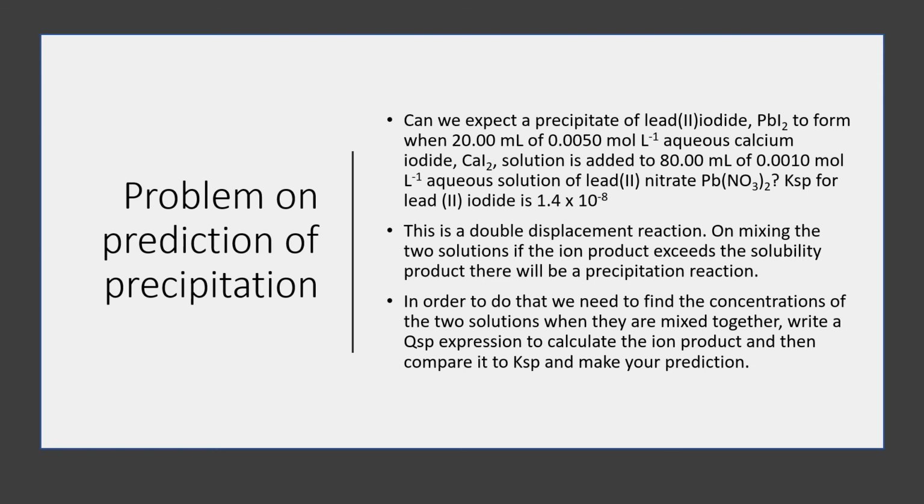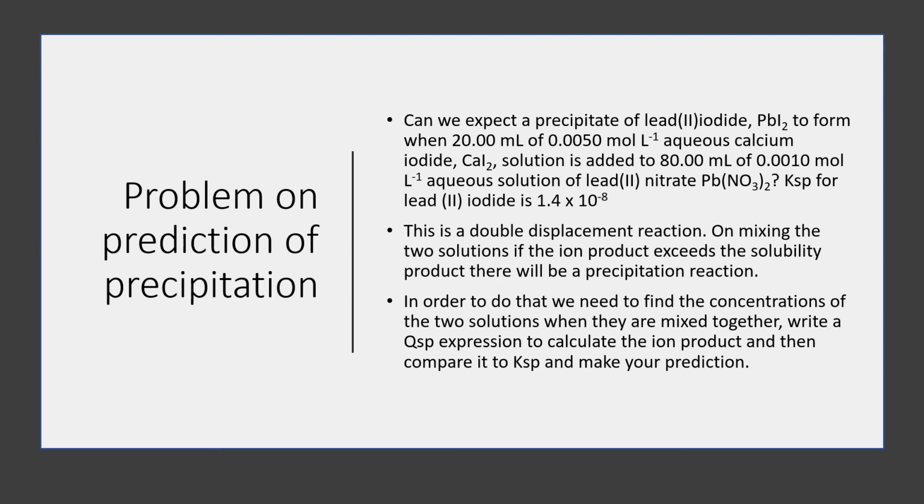So that's the problem. That's the portion that you will be getting in a test environment, and you should be able to make a prediction when these two solutions, 20 ml and 80 ml, are mixed, whether a precipitate will be forming. So you will, as a matter of fact, write a chemical equation for this double displacement reaction, which means you're going to write the reaction CaI2 plus Pb(NO3)2 gives you PbI2 plus Ca(NO3)2.